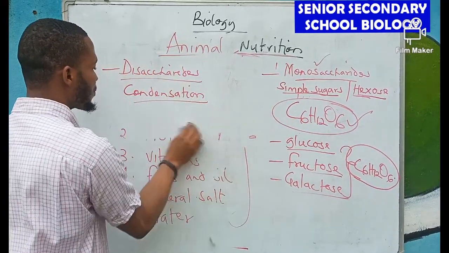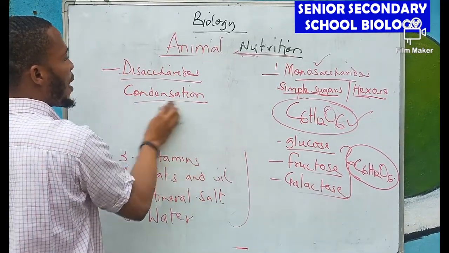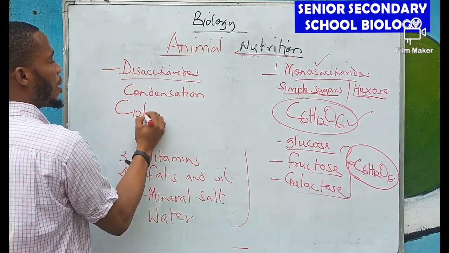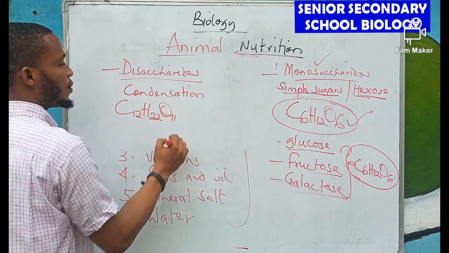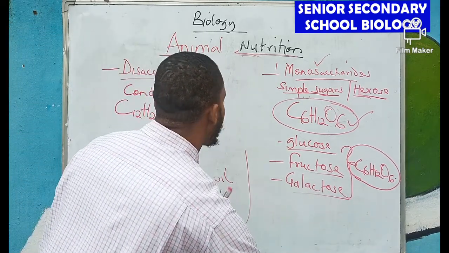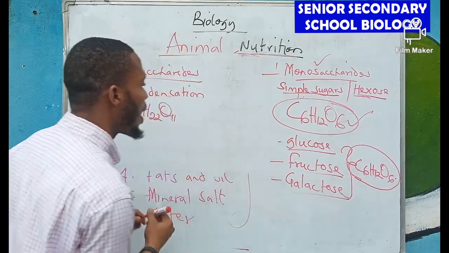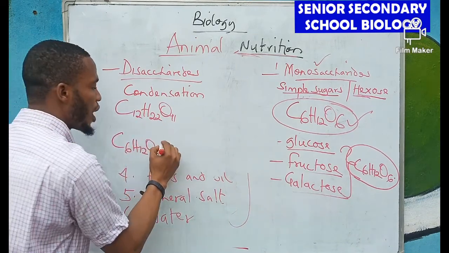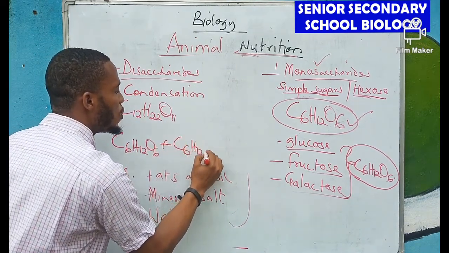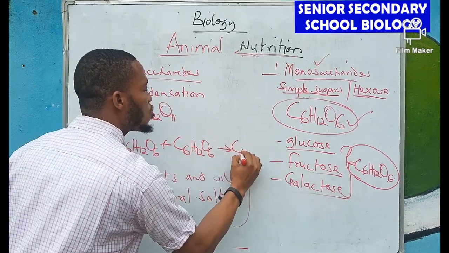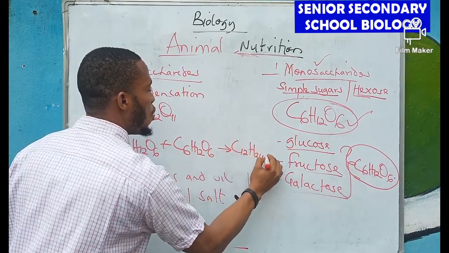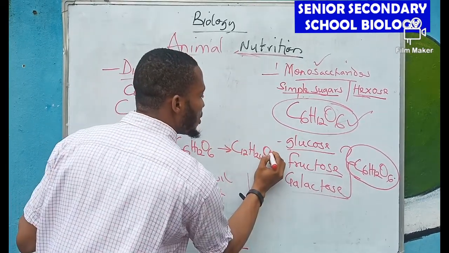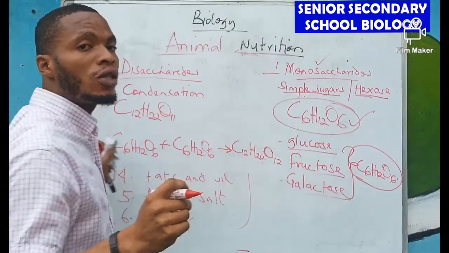Now these disaccharides have the chemical formula C12H22O11. I told you they come from the joining of two monosaccharides. So that means we should have C6H12O6, then plus another monosaccharide again, C6H12O6, to give us C12H24O12.